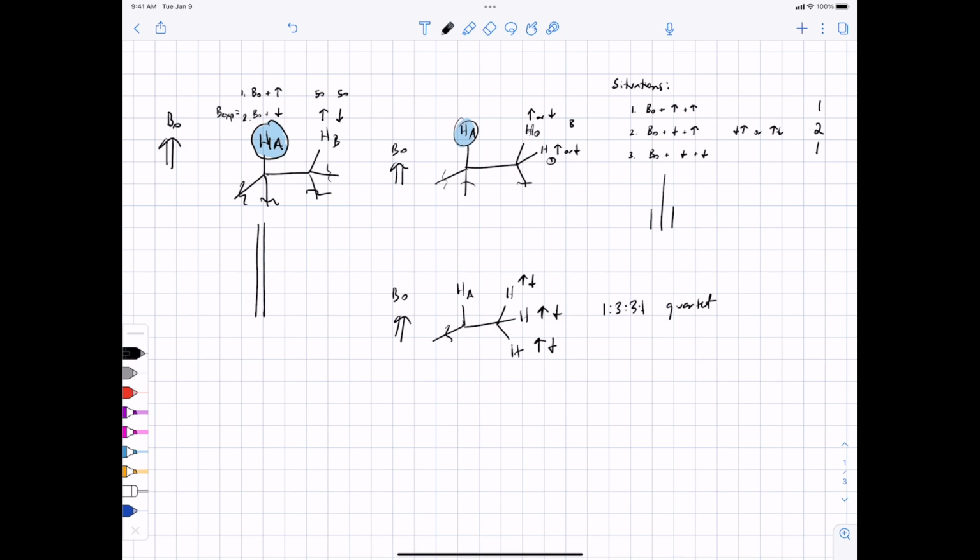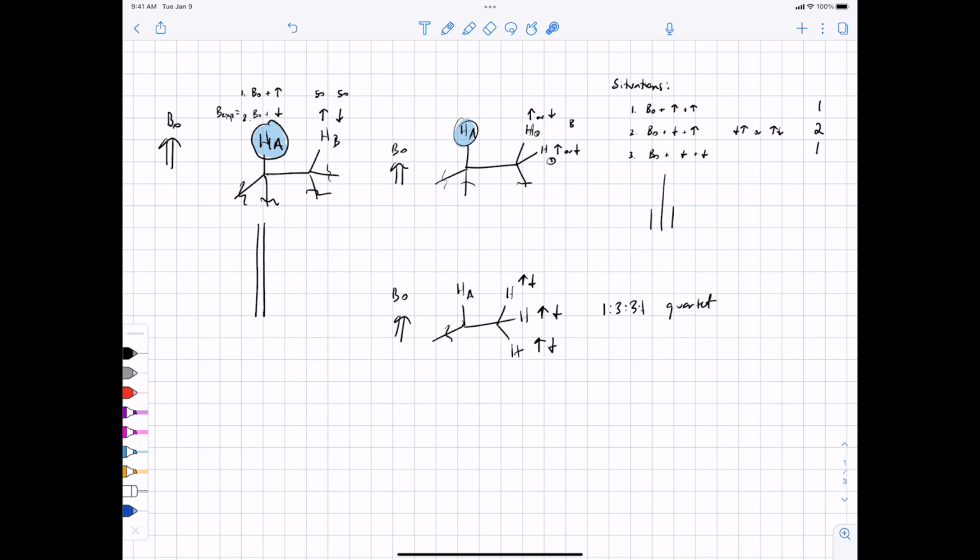All right, so the idea is the nearby protons influence the kind of magnetic field a given proton itself experiences, and that divides the NMR signal up into various pieces.